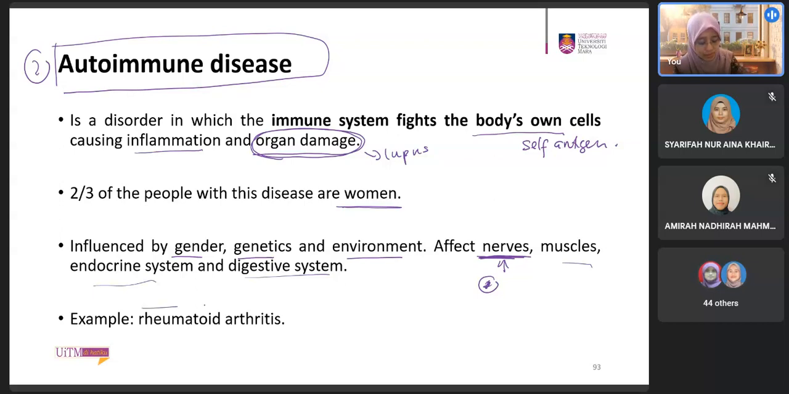Another example of autoimmune disease is rheumatoid arthritis. Your immune cells, if I'm not mistaken the antibody, attacks your joints, at the knuckle area or all the joints in your body. So it attacks your joints, so your joints will be inflamed. So this is about inflammation: rheumatoid arthritis is inflammation at the joints due to antibody that attacks your joints.